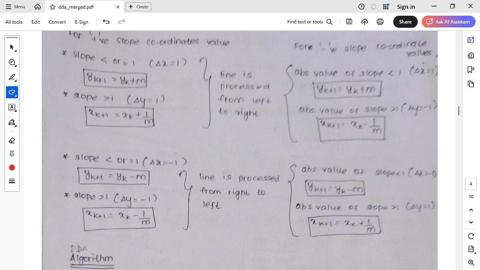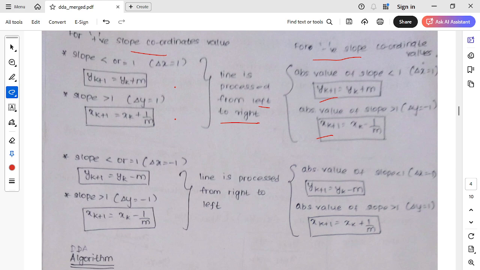Consider we have found the slope, right? For a positive slope, if my slope is less than or equal to 1, then yk plus 1 will be yk plus m, and if the slope is greater than 1, then xk plus 1 will be xk plus 1 by m. So if my line is processed from left to right, for the positive slope, this will be my next coordinate position. For the negative slope, if the line is processed from left to right, then the next coordinate values will be this. So from the previously calculated slope, we can easily find out the value.